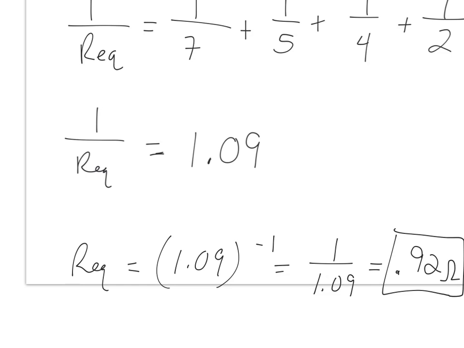Pause for a second. Scroll back to the example in series. What was the equivalent resistance in series? 18. Because we just added the 4 resistors together. Yet, in parallel, it's not even 1. So let's write a little note down. In general, a parallel circuit has much less resistance. If you want to achieve a circuit with low overall resistance, use parallel.